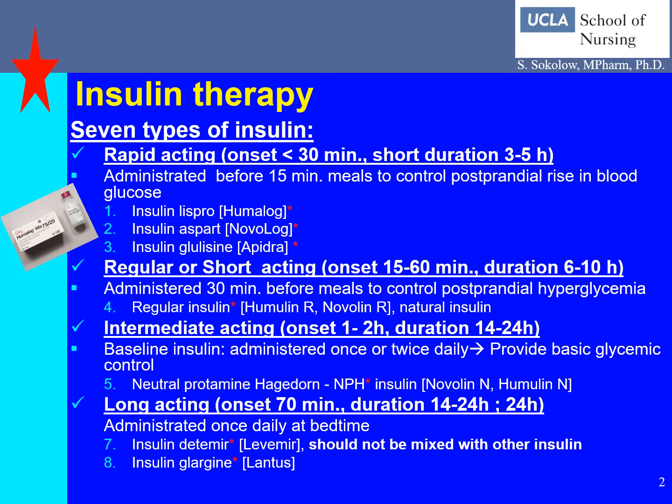Now, the intermediate acting has an onset of action between 1 and 2 hours, and their duration of action is between 14 to 24 hours. So this one is to control the baseline. So these are called the baseline insulin. So it's administered once or twice daily and provides the basic glycemic control. And this is the neutral protamine Hagedorn, or NPH, insulin.